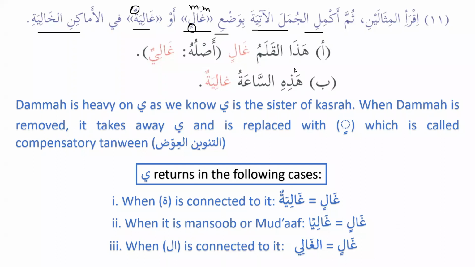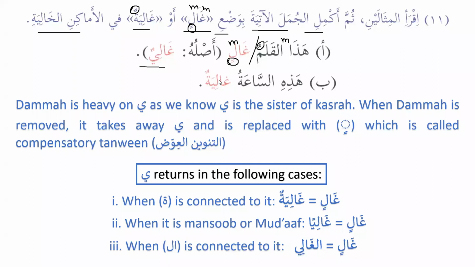Now look at the examples. هذا القلم غال أصله غالي. So هذا القلم will be subject, and we know that subject is مرفوع, and غال is predicate, and we know that خبر or predicate is also مرفوع. Now both of them are مرفوع. هذا القلم is easy to figure out that it is مرفوع because it ends with ضمة, so that's fine. But غالٍ ends with كسرتان. So how is it مرفوع?